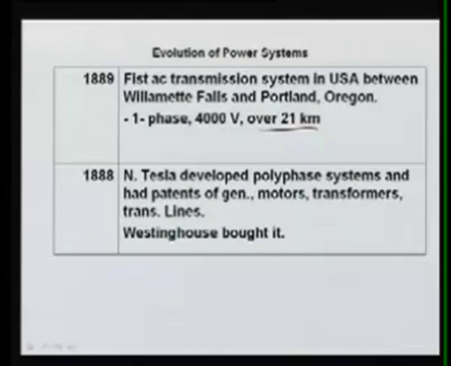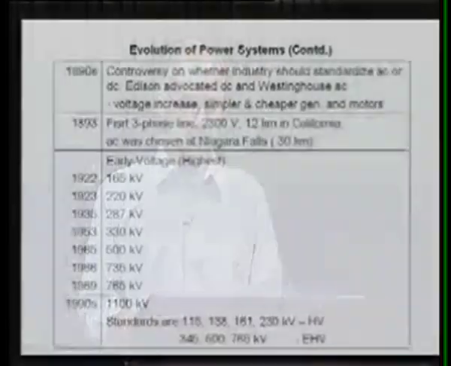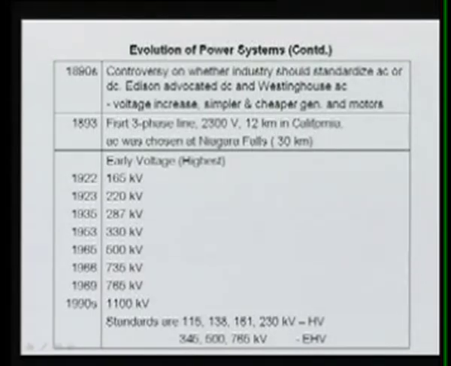At the same time, there was another development, the polyphase AC system, developed by Nikola Tesla, who had the patents for AC generators, motors, transformers, and the AC transmission line. At the same time, Westinghouse purchased them. Then the controversy started over whether we would go for the DC system or the AC system. Edison, who invented the DC system, advocated for DC, but Westinghouse, which had the patents for all the AC systems, advocated for the AC system.